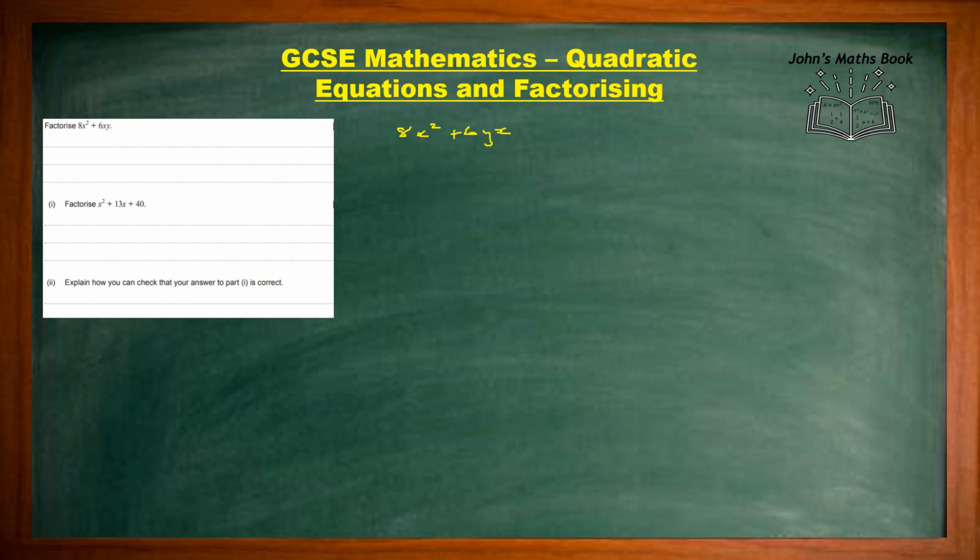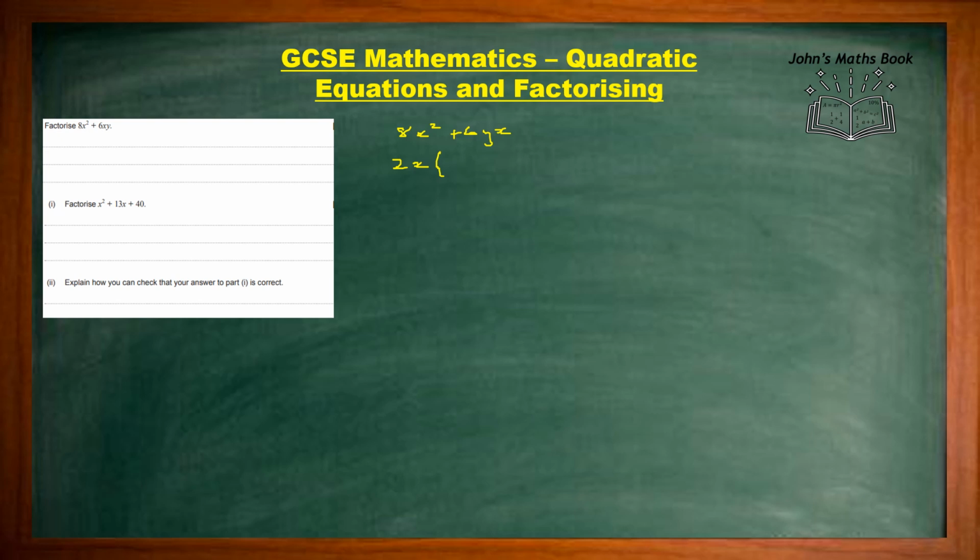So we have two terms here, 8x squared, and 6xy. We're looking for common terms in each of these expressions. Obviously x is a common term, and we're looking for factors of 8 and factors of 6. A common factor of 8 and 6 is 2, and we have a common value of x in here. So we have 2x.